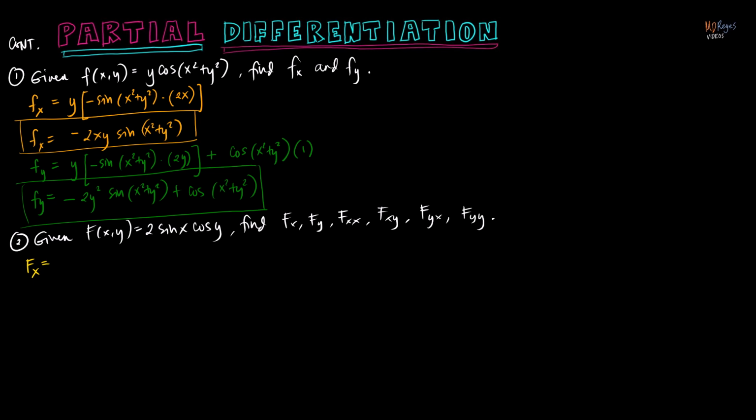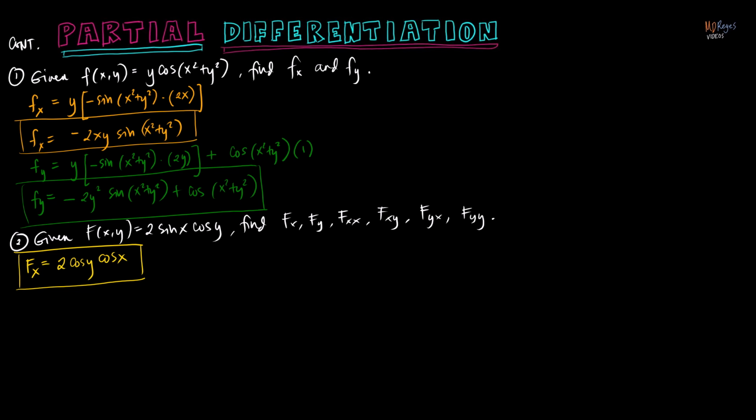So in this differentiation, we'll take y as a constant. So therefore, in the function f, cosine y will be a constant in this process. So we'll have a constant 2 cosine y in the first differentiation, and then the derivative of the remaining expression, which is sine x with respect to x, is equal to cosine x. Okay, so this is f sub x.